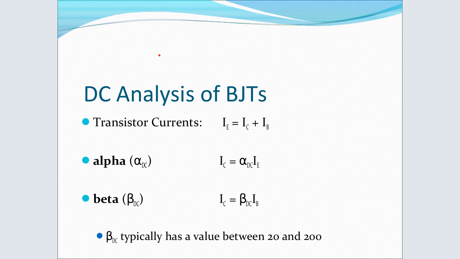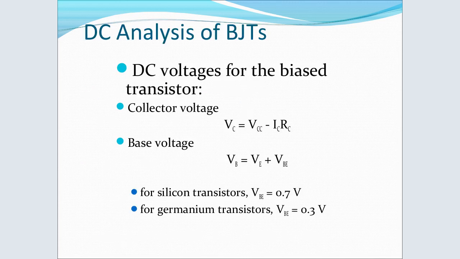So alpha is basically, if you make alpha the subject, IC over IE. If you make beta the subject, it is IC over IB. They are basically ratios between those particular currents that we are talking about. So those ratios are very important to be able to know the multiplier effect. Especially when you're doing amplification, the multiplier effect is very, very important to determine how best your circuit is operating.